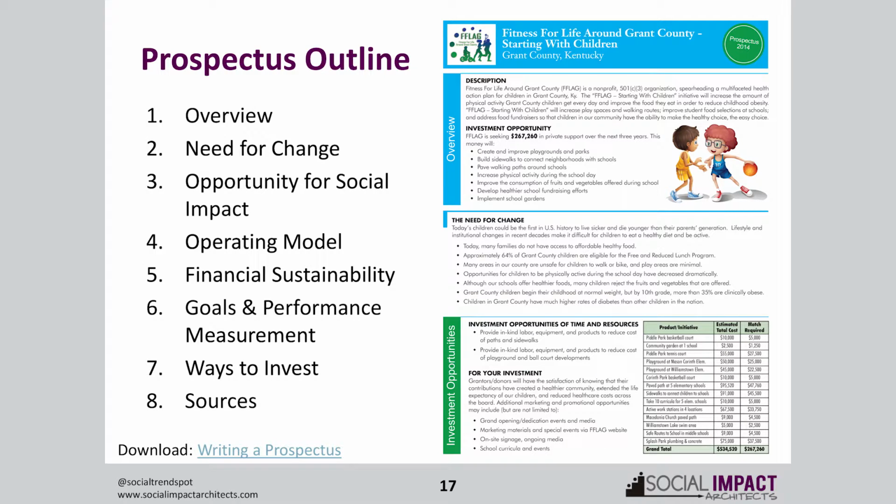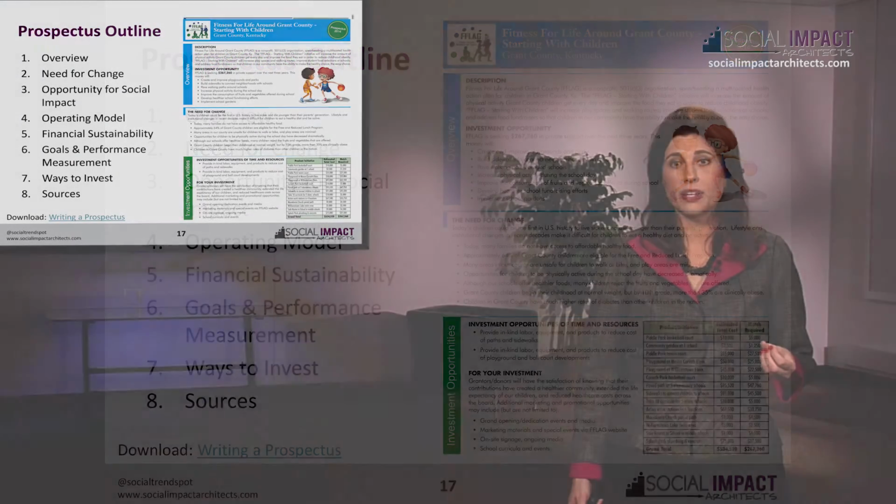So you obviously want an executive summary or an overview. You really want to be very clear about what the need is. Don't assume that every person reading the prospectus actually understands the issue of childhood obesity or what is the heart of why kids are being less physically active. So you really want to be able to talk specifically about your community and specifically about the need.